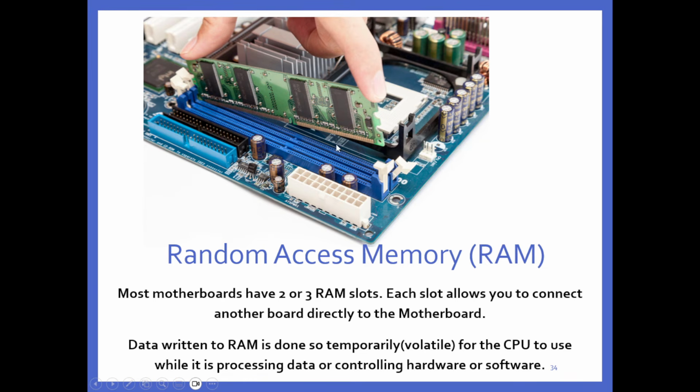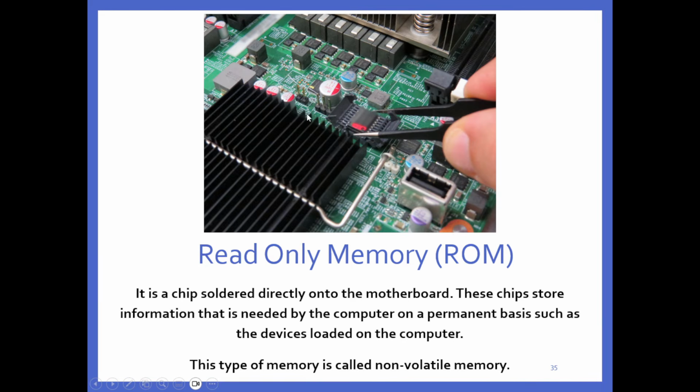Data is written to RAM, and this is a temporary storage area. That's why we talk about it being volatile. What does that mean when we talk about temporarily? That means that when I switch the PC off, whatever's been stored in here gets wiped clean. So data is written to RAM temporarily for the CPU to use while it's processing data or controlling hardware or software. So when I open up a program, it's going to be written into the memory, and then the program is going to open, right? The CPU is processing maybe something else, so that is why the RAM ends up doing that.